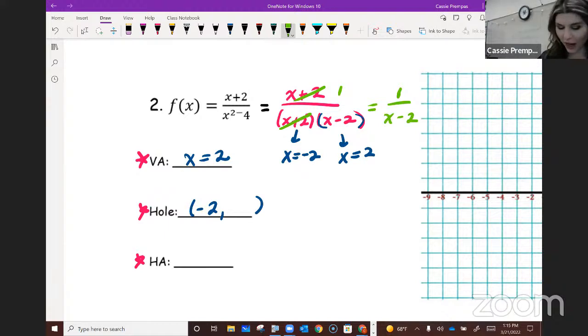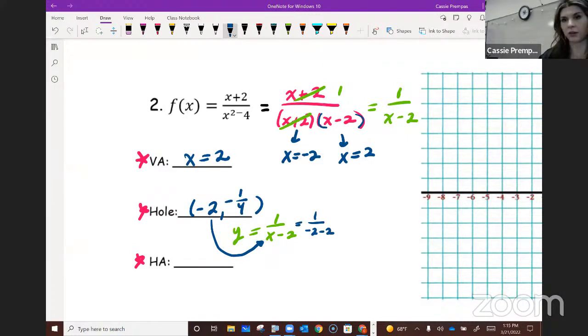So I'm going to plug -2 in for x in y equals 1 over x minus 2 to determine the y value of the hole. So the y value of the hole is going to be 1 over -2 minus 2, which is going to be -1/4. The horizontal asymptote. Did you guys figure it out? What should it be at? Awesome, y equals 0, because the degree of the numerator was less than the denominator.